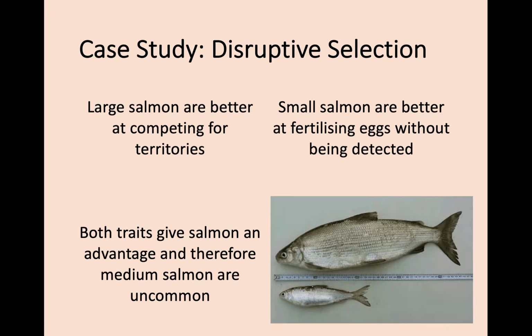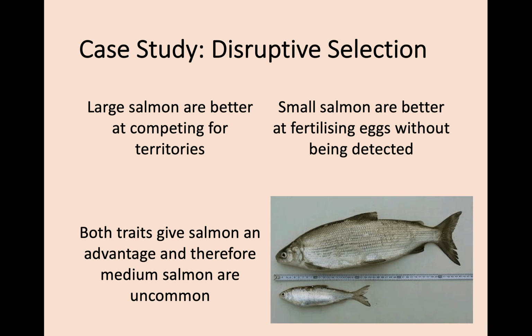Where there's not an advantage though is being a medium-sized salmon, because the large have this advantage of being bigger and can compete. The smaller ones are able to be a bit more sneaky, they can fertilize eggs without being chased off and engaging in any sort of competition, whereas the regular one doesn't have any of those advantages at all.